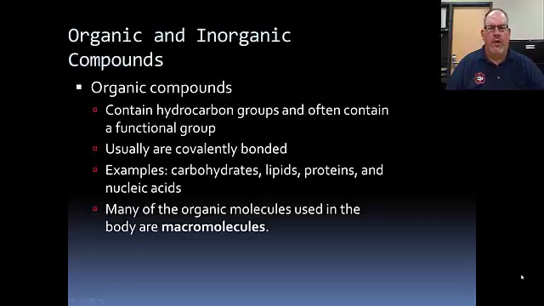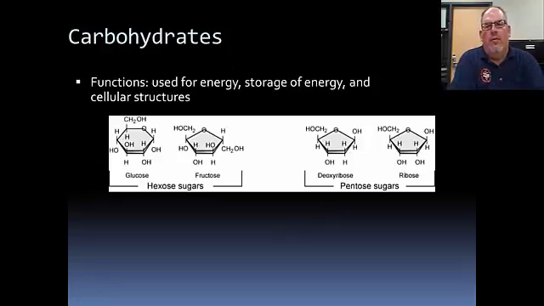So they're quite large. One of the first things that we'll talk about here is carbohydrates. Carbohydrates, they are organic and they're used for energy storage in the body. And they're also used for cellular structure. There's two main types of carbohydrates that we look at. We have hexose sugars and pentose sugars. Hexose sugars, hex means 6. That means there's 6 carbons in the sugar.